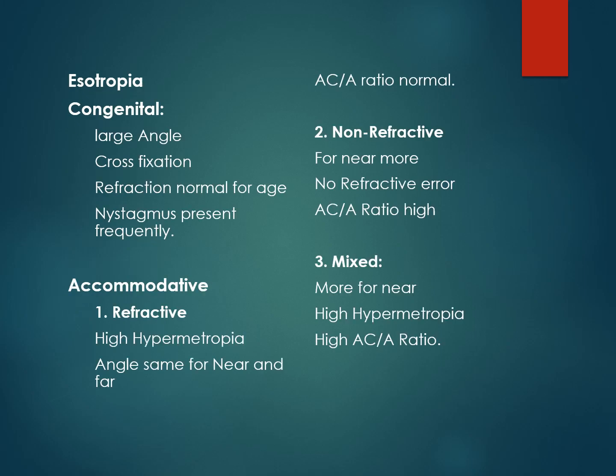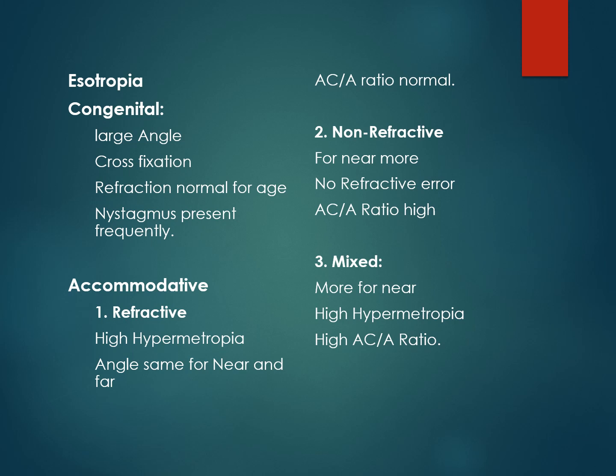Briefly, various types of esotropia. Esotropia may be congenital. In congenital esotropia, the angle of squint is large and there is cross fixation, meaning that in right case left eye fixates and in left case right eye fixates. The refractive error is normal for age. In young age, it is usually 1 to 3 diopters hypermetropia. Nystagmus is frequently present.